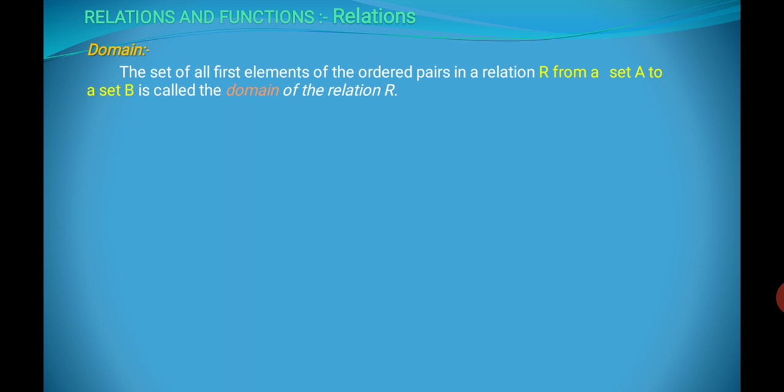Next, check the domain. If R is a relation from A to B, then the first set is A and the second set is B. So the domain is always the first set. That means the set of all first elements of the ordered pairs in a relation R from set A to set B is called the domain of relation R.